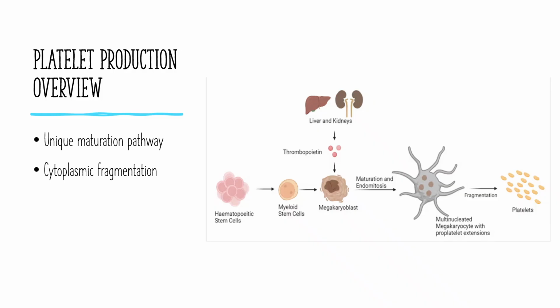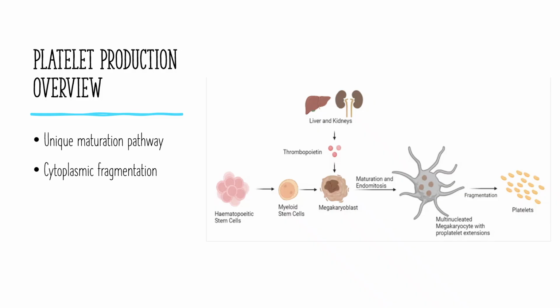Platelet production is fundamentally different from erythropoiesis or leukocyte development, and understanding that difference helps explain many clinical disorders you'll encounter. Platelets are not complete cells. They are functional fragments produced by megakaryocytes in the bone marrow. The process begins with hematopoietic stem cells differentiating along the myeloid lineage under stimulation from thrombopoietin, a hormone primarily produced by the liver and kidneys. This hormone regulates platelet production based on circulating platelet demand.